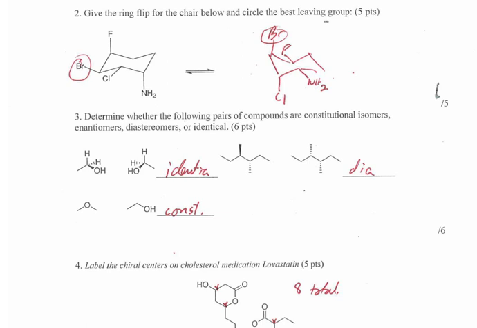These are diastereomers because they have at least one different and at least one the same. So these are diastereomers, and these are constitutional isomers because they have the same molecular formula, same number of carbons, hydrogens, oxygens, but different bonding constitutions.